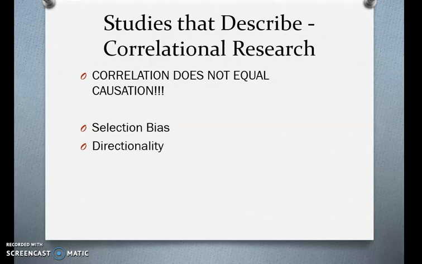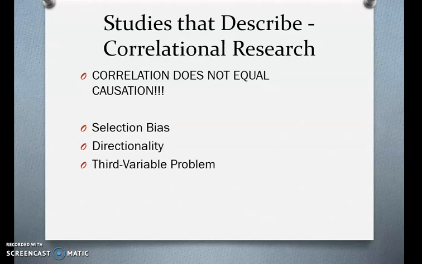We could also have what's called a directionality problem. It could be that violent video games cause a change in aggression. So variable A causes a change in variable B, in other words. On the other hand, it could be that kids that are more aggressive to begin with are drawn to violent video games, so it could be that variable B causes a change in variable A.